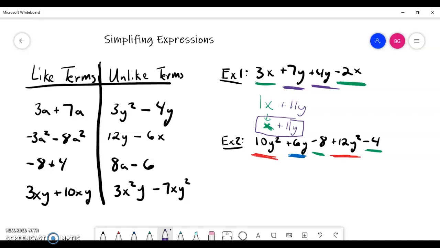Okay. So what I want you to do now is try number 2. So I want you to pause the video, and I want you to try and combine the terms together so you can simplify this expression down.